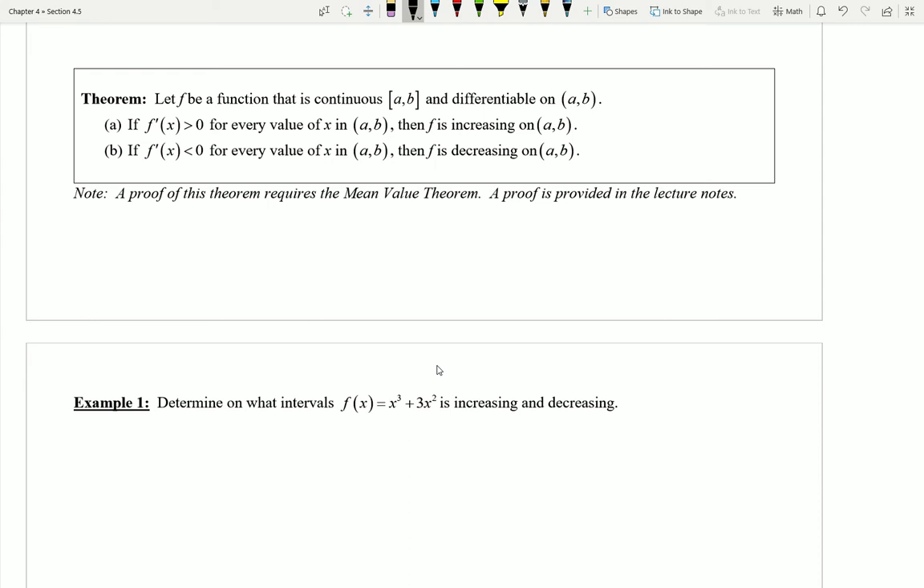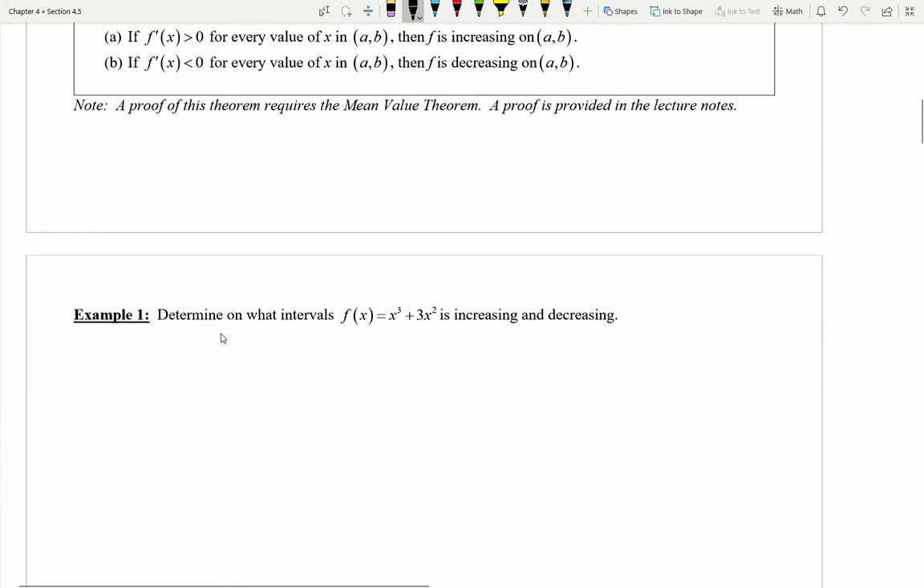So now let's take a look at example 1 to see how exactly we might be able to use the theorem that we talked about in the last video to go ahead and determine where a function actually is increasing or decreasing, again, without ever looking at its actual graph. So let's go ahead and see what we have here in example number 1. I want to determine on what intervals this function is increasing or decreasing.